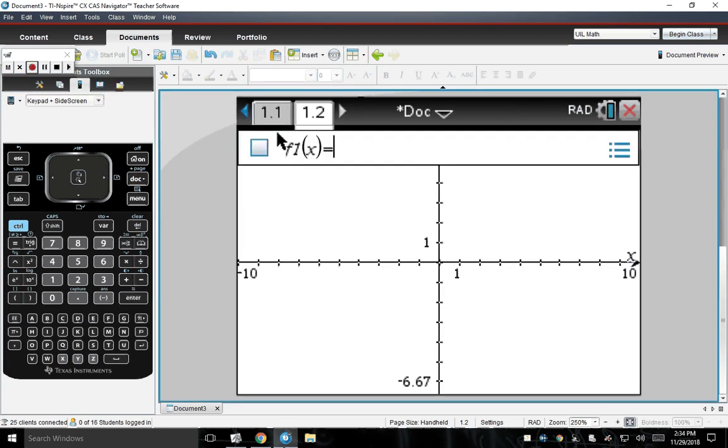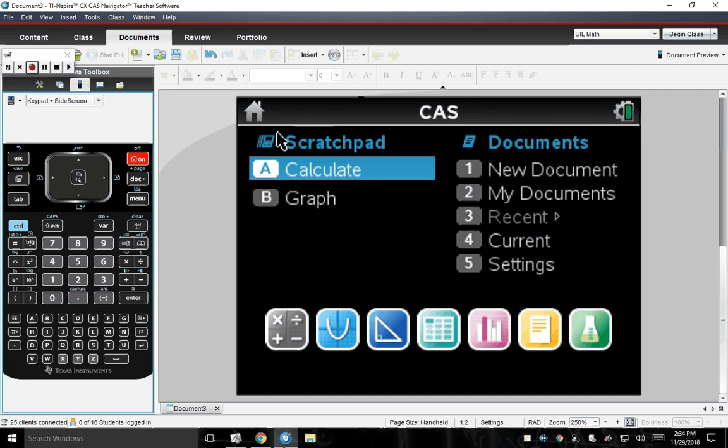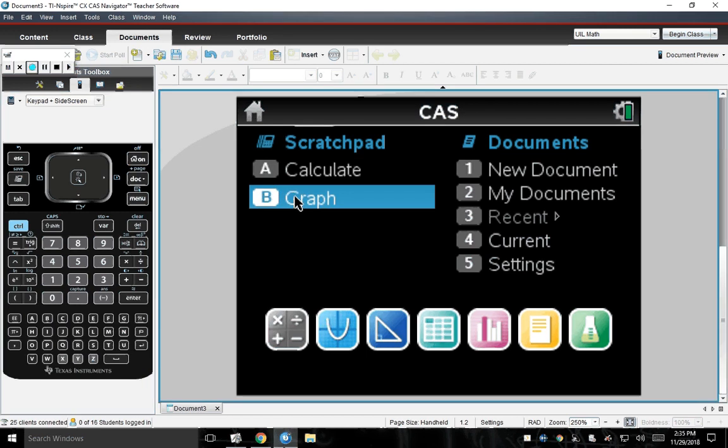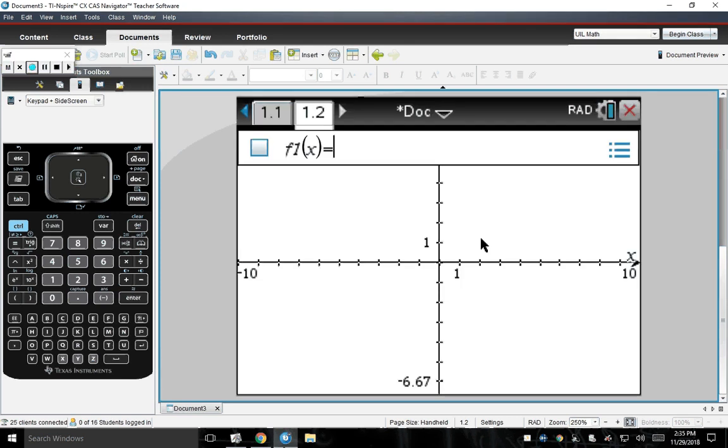And the reason why I want to add pages and not use Sketchpad, and Sketchpad, in case you don't know, is right here, or Scratchpad, the A and the B, is because you don't have the ability that you can have if you are using documents later, of which I will be able to show you. These document pages talk to each other, okay? So let's press 4 for the current page, and let's go back to our graphing calculator.